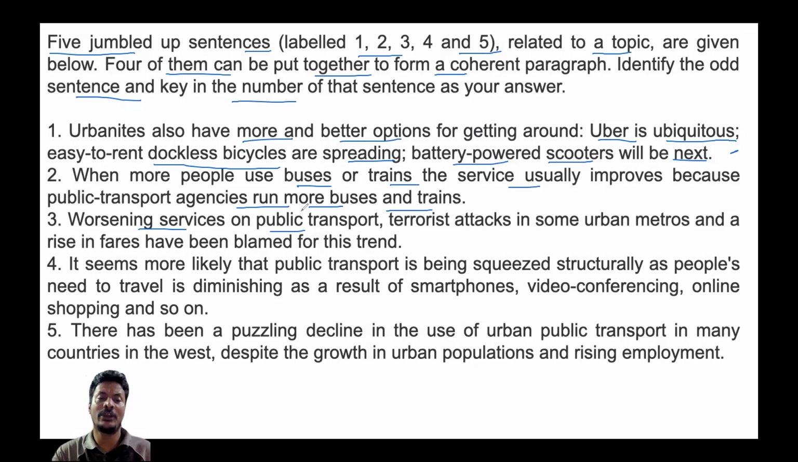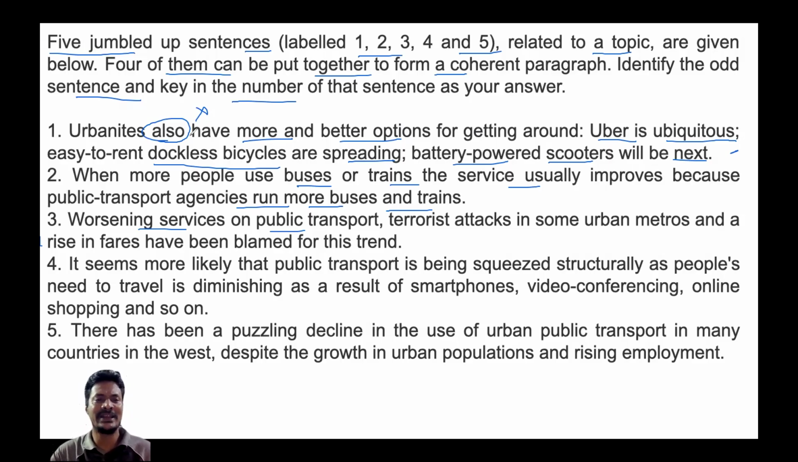The public transport agencies run more buses and trains, right? If I talk about the theme of these five sentences, I could find out which sentence will be the first sentence. I try to make the sequence, and then after that we will go for the odd one out. So here "urbanites also" is used, so it cannot be the first sentence, right? It seems like it is adding the same idea.